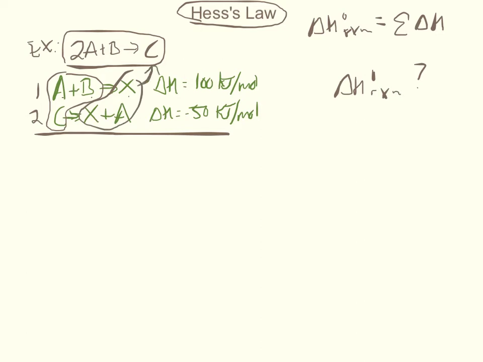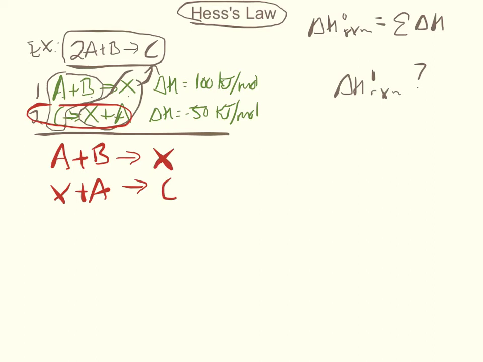So I'm going to have to manipulate one of these steps. And hopefully you can see it. We're going to need to take step 2 and reverse it, flip it. So now we'll be left with A plus B produces X, and X plus A produces C.